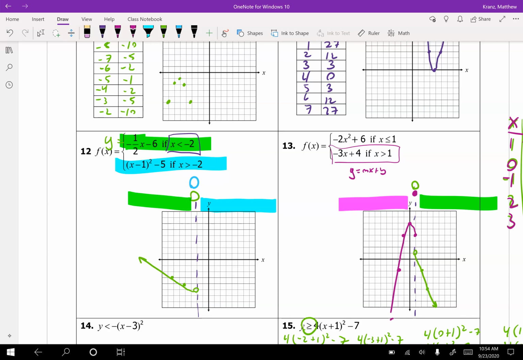Now to graph our blue one, we need to make our table of values. So we have x minus 1 squared minus 5, and our table of values should be greater than negative 2. So we're going to have negative 2, negative 1, 0, and let's do 1. So this would be negative 2.